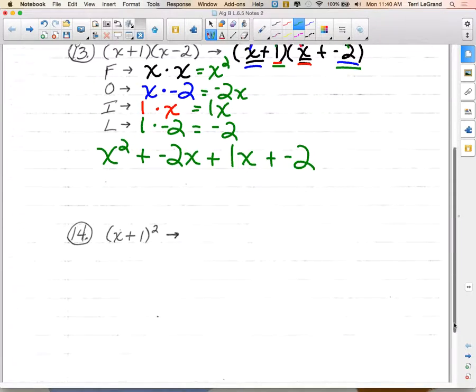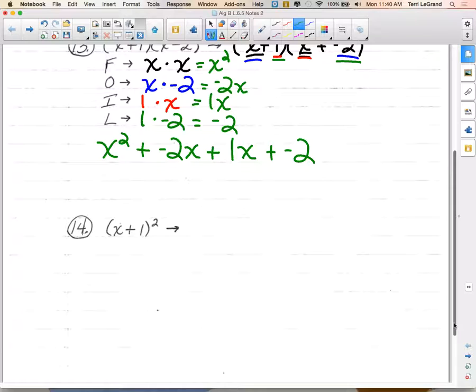Which ones really, truly can be added together? Negative 2x plus 1x. Typically what will happen, notice I didn't say always, typically what will happen is the two inside ones, the O and the I step in the middle, will be like terms, and they will be able to be added together.